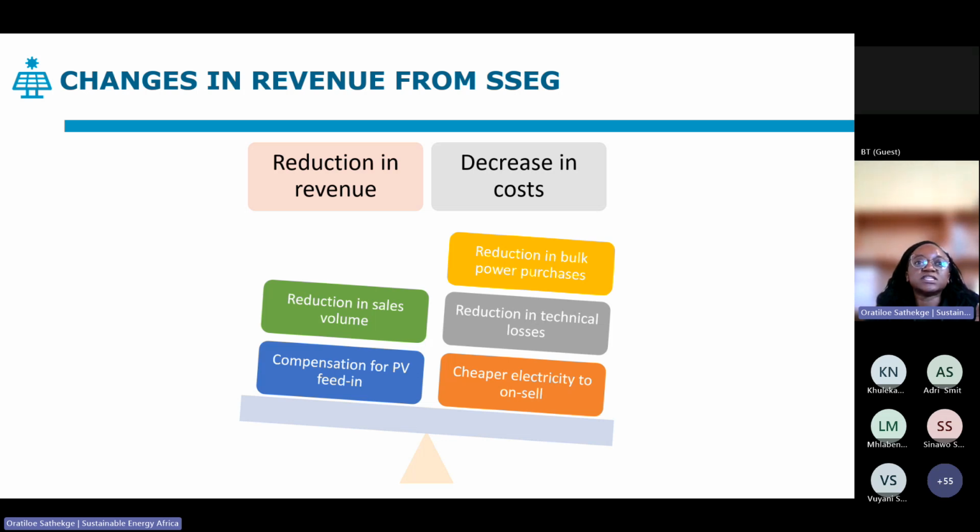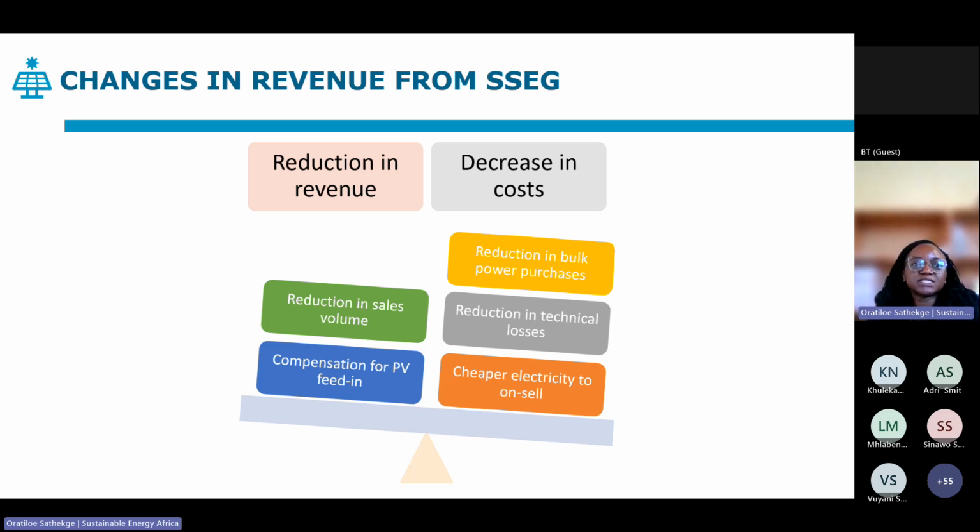In the gray block, we see another balancing act, which would be the reduction in technical losses. With the reduction in technical losses, that energy is sold to customers at normal retail costs. So what happens is, if the export credit is lower than municipal purchases, then we're able to recover those costs from electricity that is being consumed on that site.